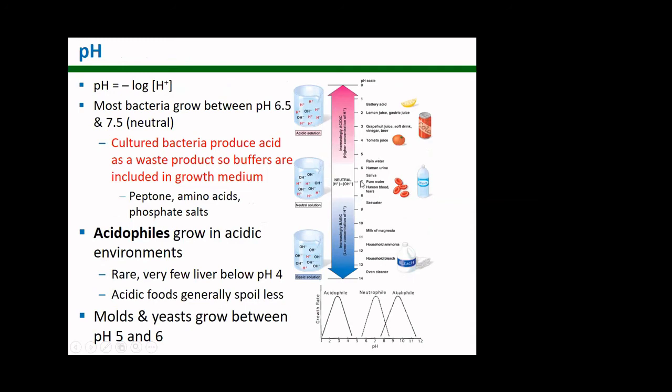Most bacteria grow well between about 6.5 and 7.5. So neutral is right at 7. So this is fairly neutral. When we're growing bacteria in the lab, they make acidic waste products, and so that tends to make their environment more acidic.